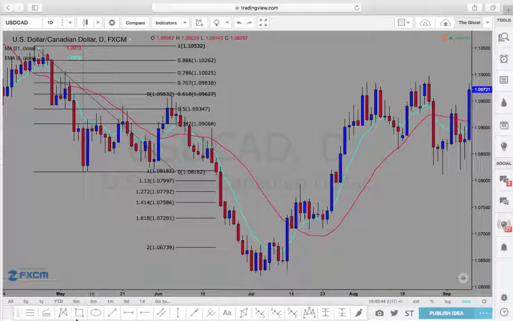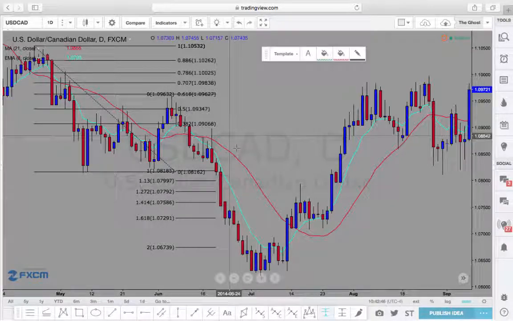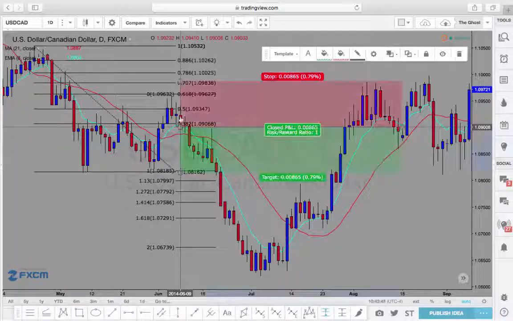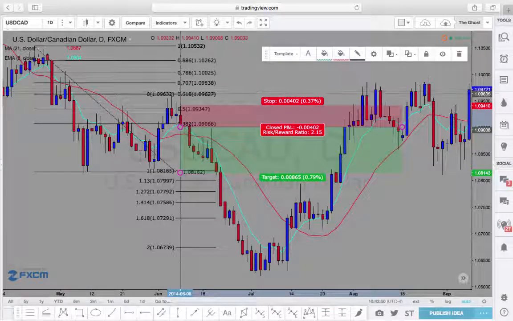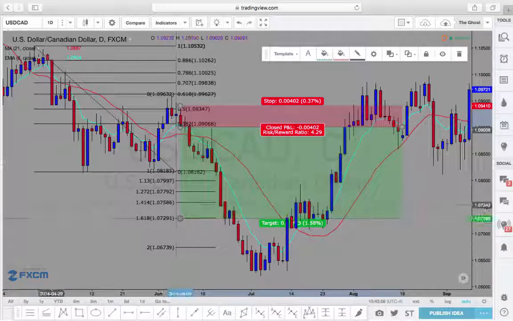Now, if you took a trade off this close right here, this close below, came back above, like above 61.8, you target the 161.8, you're still in a nice 3-to-1 and above ratio. Okay? 3-to-1 and above ratio. This is beautiful.